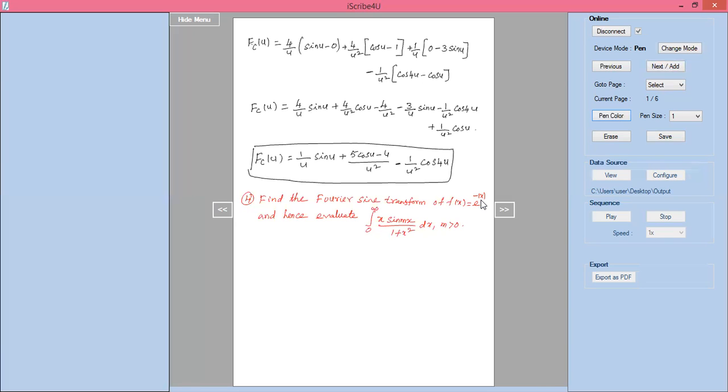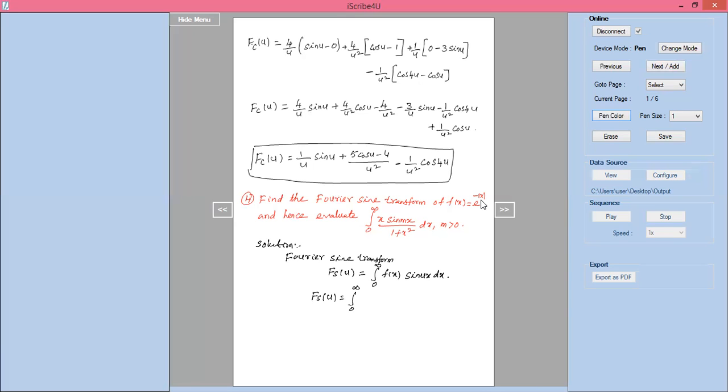Solution. The Fourier sine transform is Fs of u equal to integration of 0 to infinity f of x into sine ux into dx.